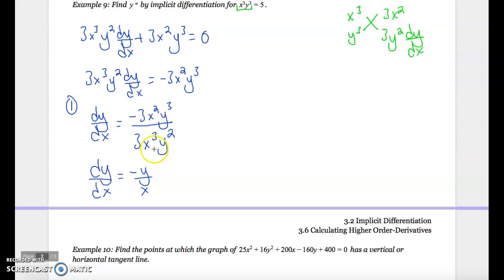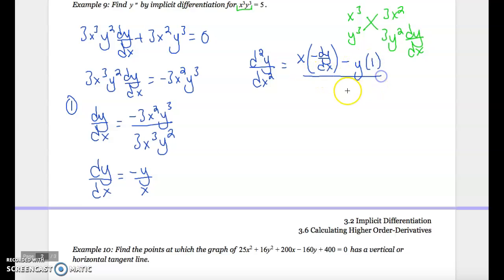So there you go. That's your first derivative. So now we're going to do our second derivative for this piece. We'll take the derivative of my left-hand side, so I'd get my second derivative with respect to x, and on the right-hand side I have to use the quotient rule. Low d high minus high d low, all over low squared.